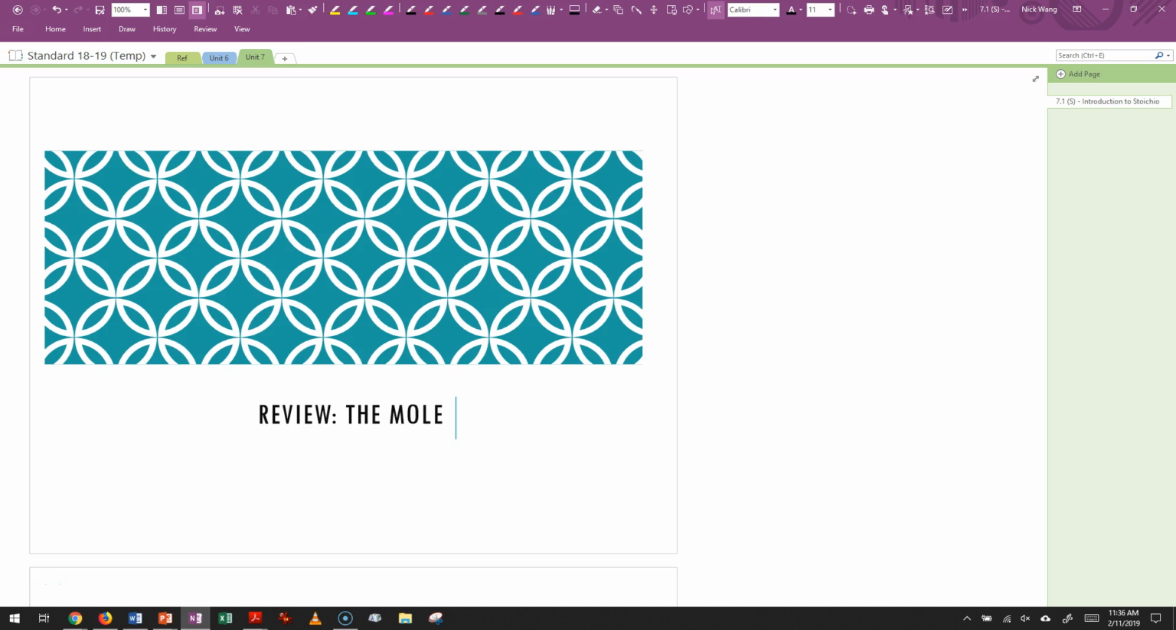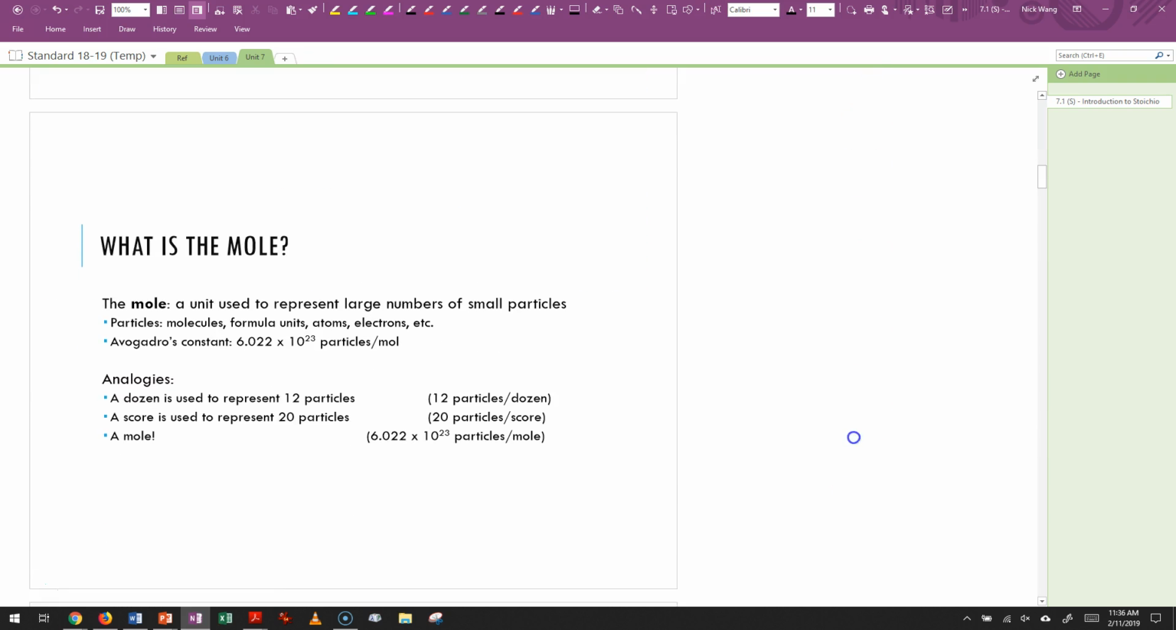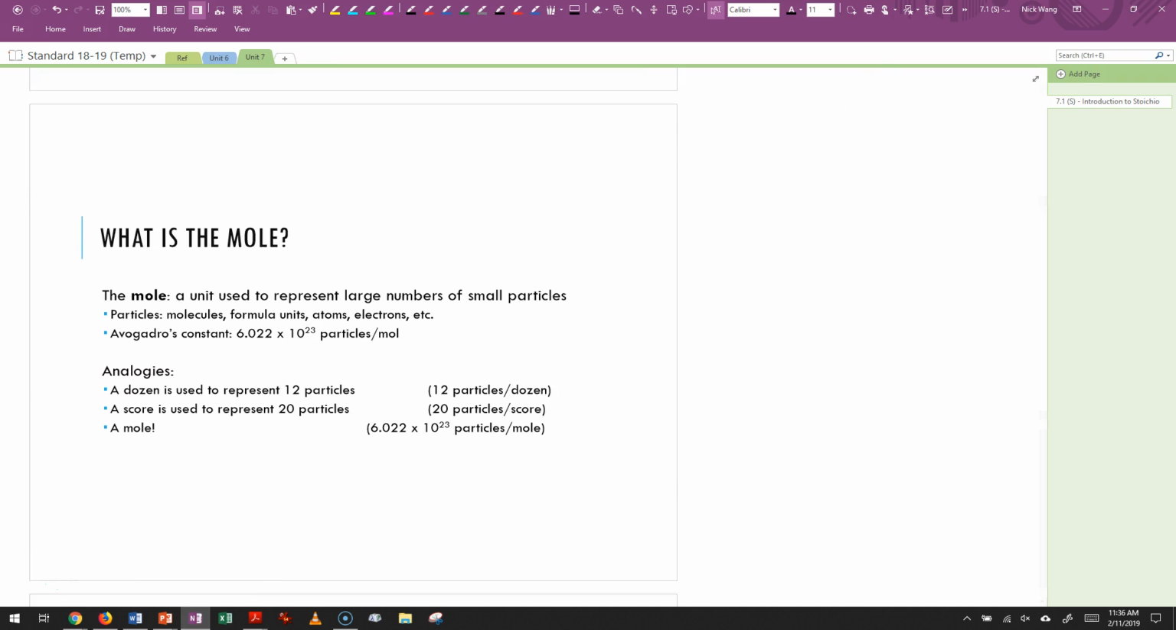All right. Before we can talk about what stoichiometry is, let's make sure we review the mole. Now, I think all of you should remember what the mole is, sort of. So let's go ahead and review that real quick to make sure we remind ourselves. First of all, the mole is a unit that represents large numbers of small particles. Effectively, it's a way to count large numbers of particles without actually having to count them out. It's representing large groups. Particles, of course, that word is very broad and it can mean anything like molecules, formula units, atoms, electrons, so on and so forth. More often than not, we'll be talking about atoms and molecules.